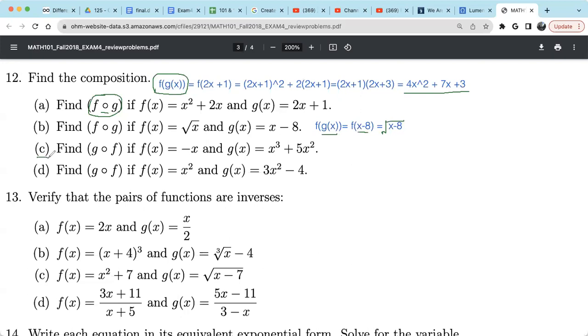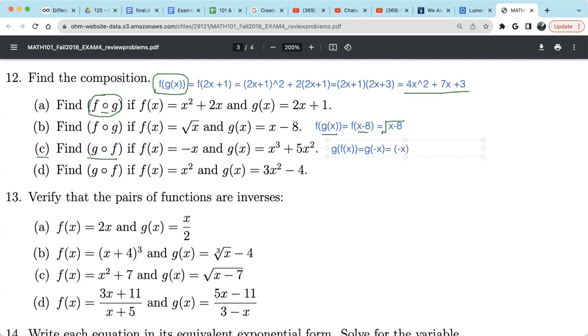Now let's say C. C is g composed with f. Then g takes f as input. So we have g of f of x, which means g takes f as input. What is f? F is negative x. So g of negative x. How is g defined? G says cube it, raise the input by 3.